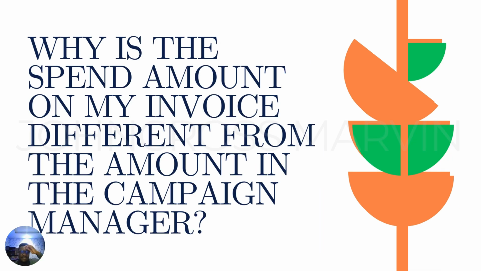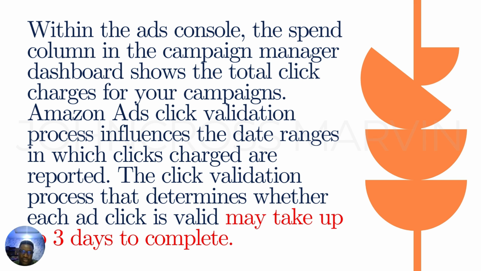So why is the spending amount on my invoice different from the amount on the campaign manager? Yeah, it happens. Sometimes on your campaign manager you spent $50, and when the invoice came to you, you saw $65 or $55. The reason behind that is that within the ad console, the spend column in the campaign manager dashboard shows the total click charges for your campaign. Amazon's ad click validation process influences the date range in which click charges are reported. The click validation process that determines whether clicks are valid may take up to 3 days to complete.